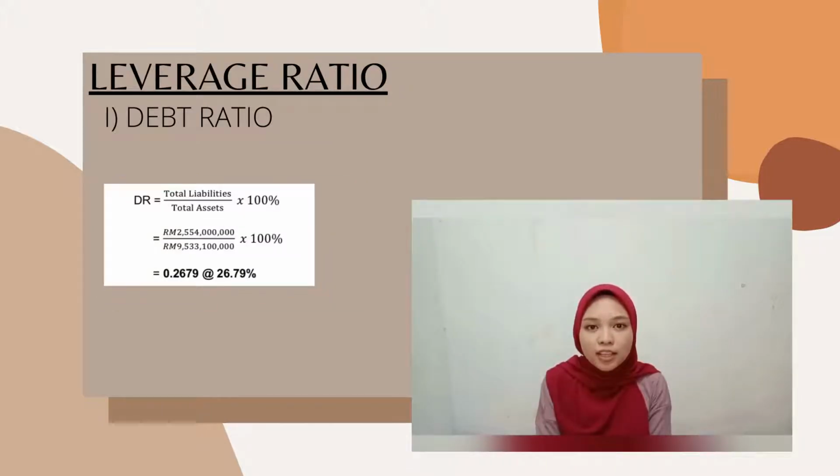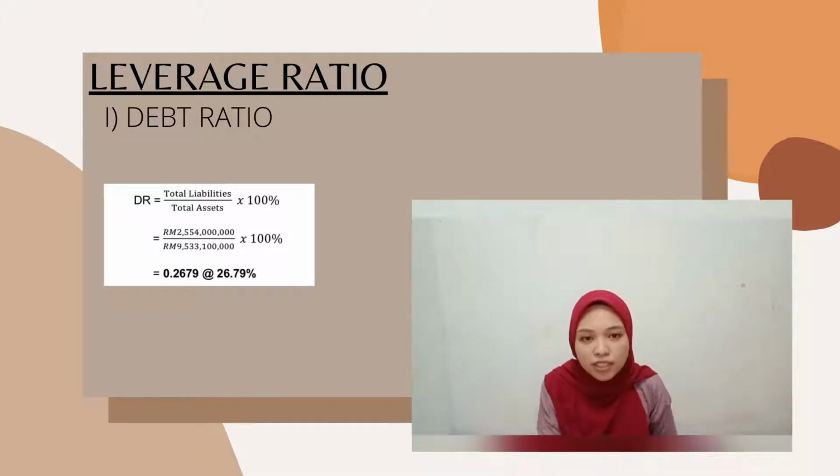For the leverage ratios, the first one is the debt ratio. The formula is total liabilities divided by total assets. The debt ratio for IOI Corporation Berhad is 26.79%, which is under the industry average. So we can say that IOI Corporation Berhad uses less debt to finance its assets.